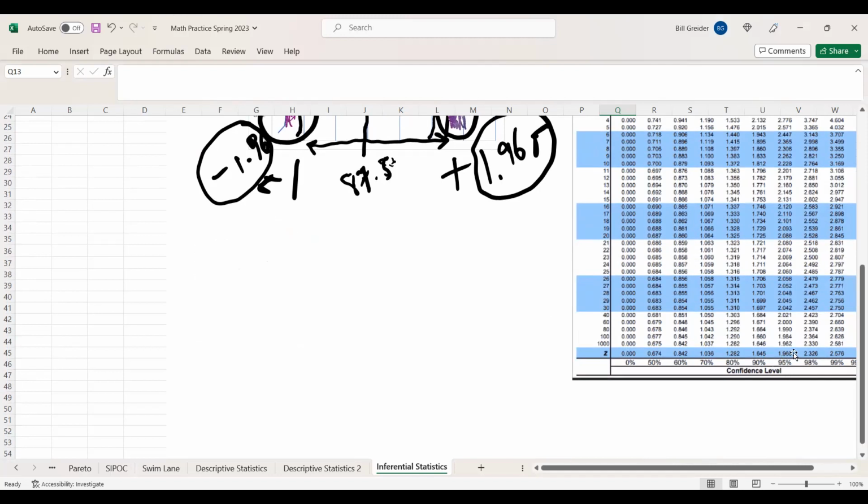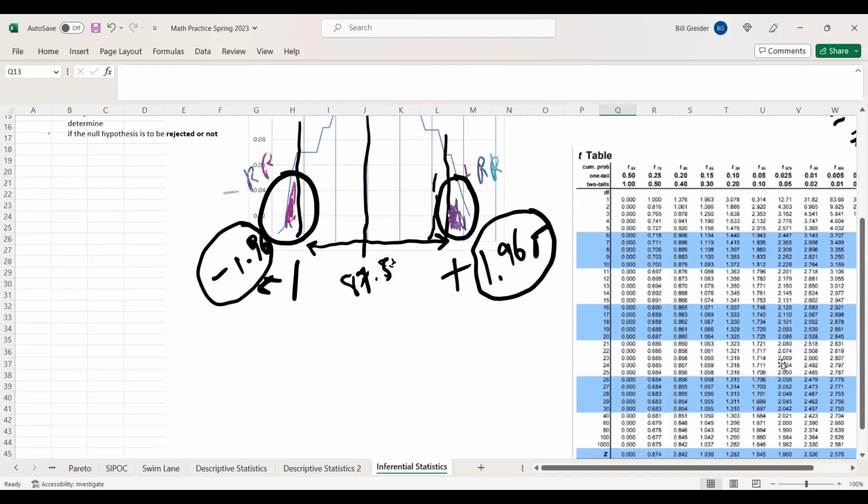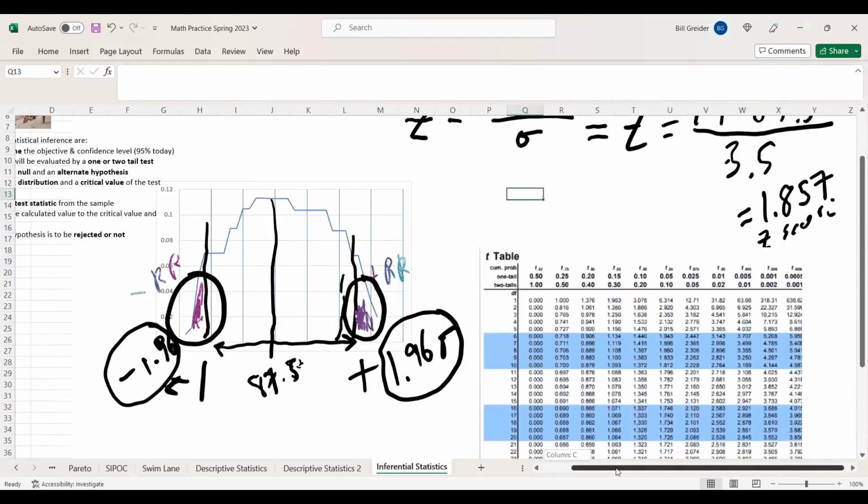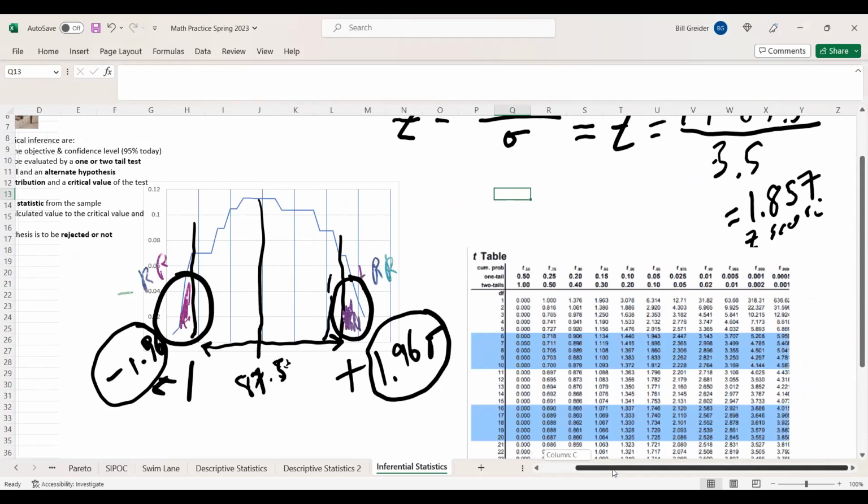If I had picked a confidence level of 90, then my goalpost would have been 1.645. But because I wanted a confidence level, a surety of 95%, then my critical value is going to be 1.96. So I put that 1.96 on my graph, positive and on the negative side. And then I take my test statistic, which was 1.857.